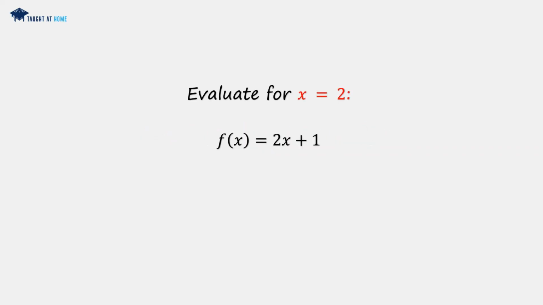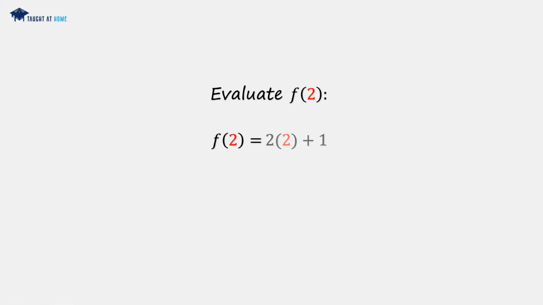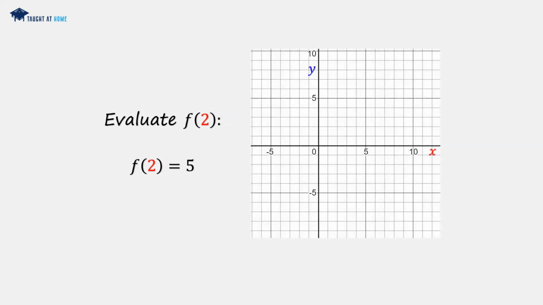Evaluating functions. Now we'll see why the functional notation is useful. Evaluate for x equals 2, f of x equals 2x plus 1. We often see this written more succinctly as evaluate for f of 2. This means evaluate the function when x equals 2. So in this function here, we are going to replace all instances of x with the number 2. So f of 2 equals 2 times 2 plus 1, which is 4 plus 1, so f of 2 is 5.